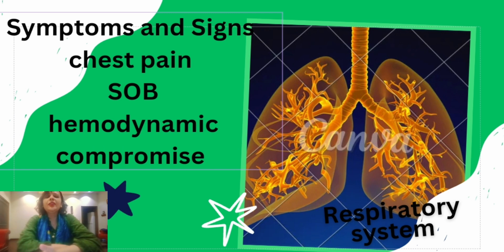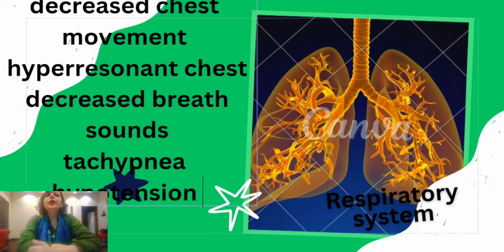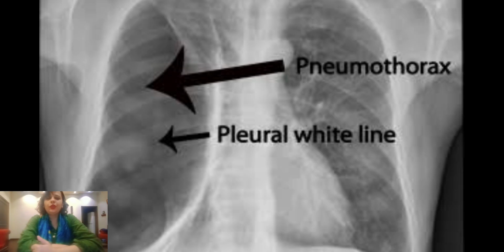Now, what are the signs and symptoms of pneumothorax? It can present with chest pain and shortness of breath, and if the pneumothorax is huge, then it can also cause hemodynamic compromise, meaning that the patient will have no blood pressure or no pulse. He will be BP-less or pulseless. As far as the signs are concerned, there are decreased chest movement, hyper-resonant chest on percussion, decreased vocal resonance, and decreased breath sounds. Other than this, we can find tachypnea and hypotension in case of tension pneumothorax.